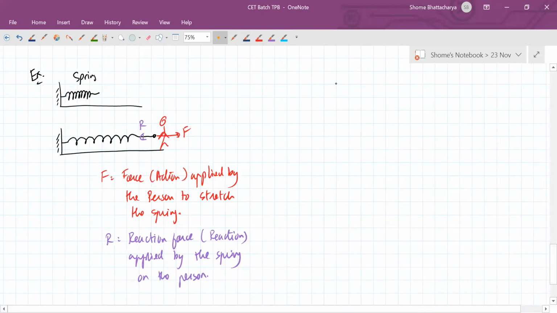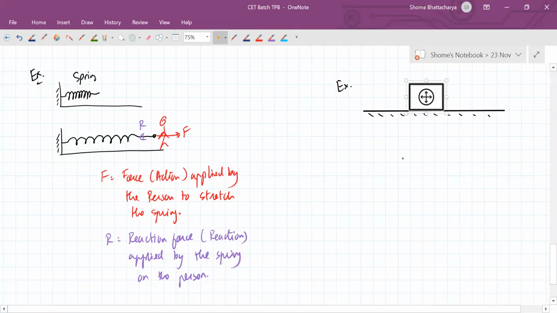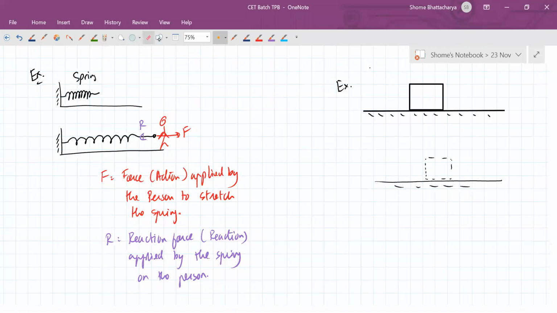Another example of action reaction pair is when you keep an object on a horizontal surface, like on a tabletop or on the floor or something. What happens is that because of the weight of the object pulling the object down, the object ends up applying a force on the table. And that force acts vertically downwards.